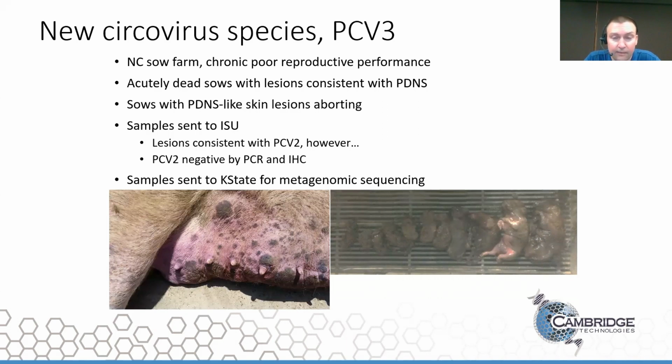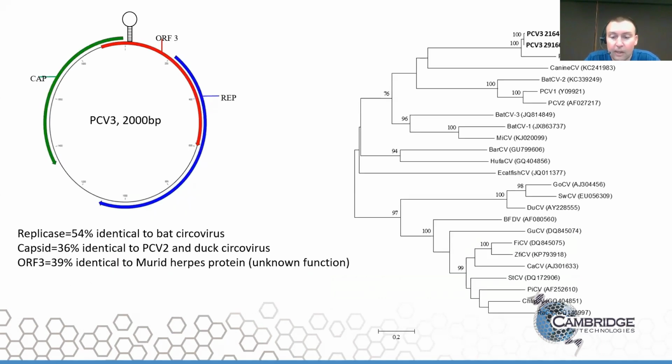Microscopically, lesions were consistent with PDNS, PCV2. However, PCR as well as IHC was negative for PCV2. So again, what looked like a PCV2-associated disease with no PCV2 present. So we performed sequencing on the sow tissues as well as the aborted fetuses. We identified a novel circovirus, PCV3. So that's shown on the left.